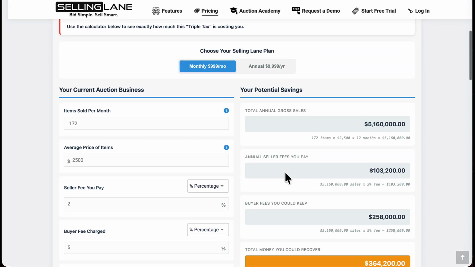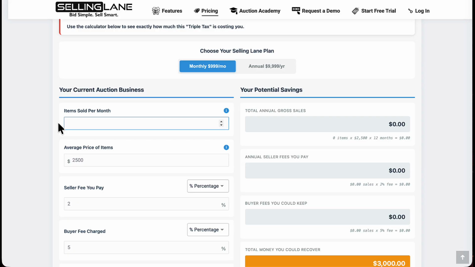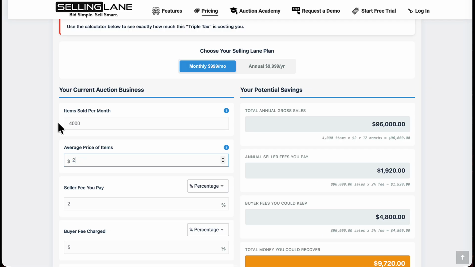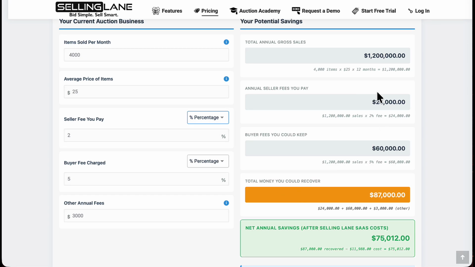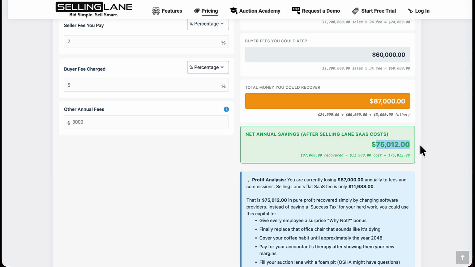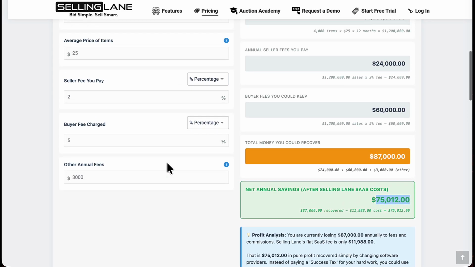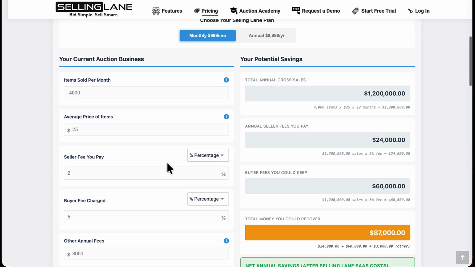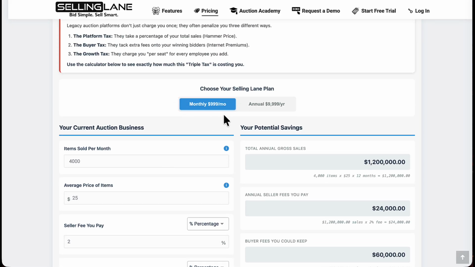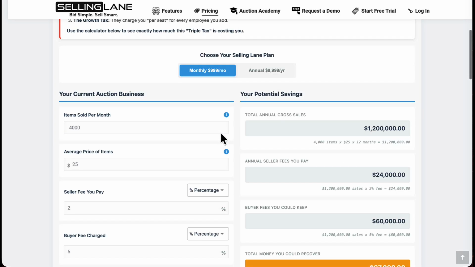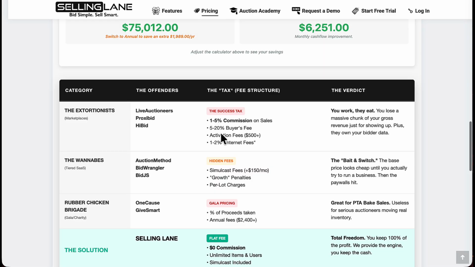Now let's do another example. Let's do a company like an estate sale who's doing, like 1,000 items a week. So about $4,000 a month, but the average price of each item is only $25. Okay, so we'll just do that for example, and let's keep the other fees the same. So yes, the savings is smaller because the auction overall value is smaller, but it's still $75,000 in savings just by going with a SaaS model, which is what's also known as monthly model for your auction fees. So you can buy selling lane for $1,000 a month or $10,000 for the year, and really save quite a bit of money, which is exceptional.